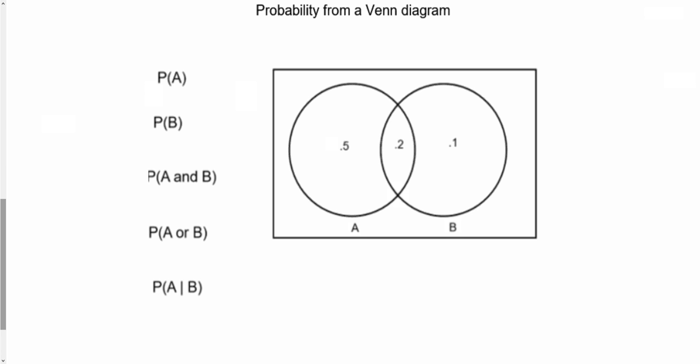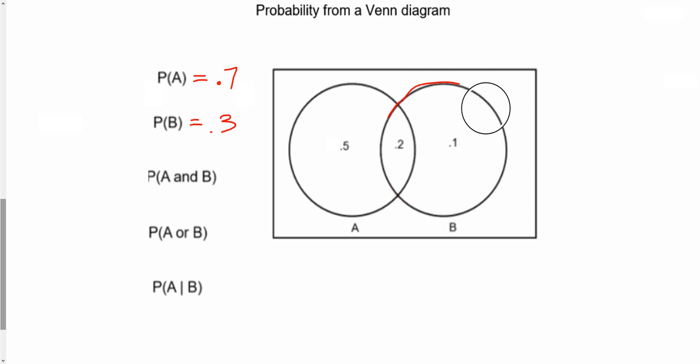So if I want the probability of A, what would the probability of A end up being? Okay, let's make sure we're looking at the right thing. I said the probability of A, right? That's all of this. So that's 0.7. What's the probability of B? 0.3. Probability of B is all of this.